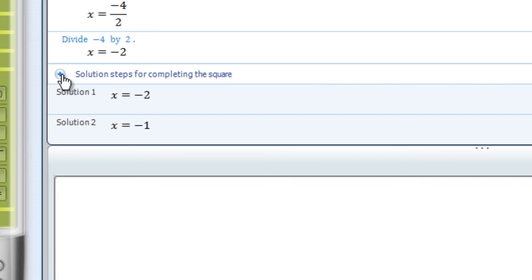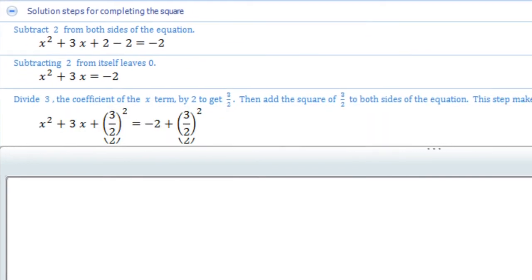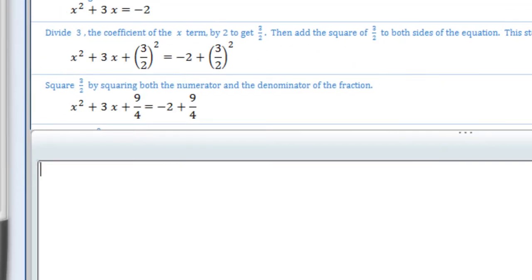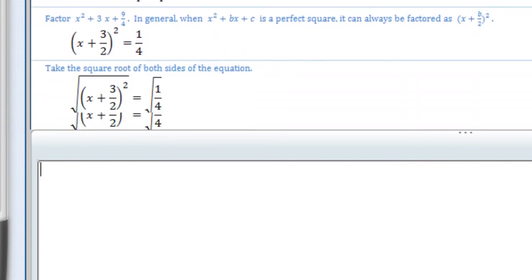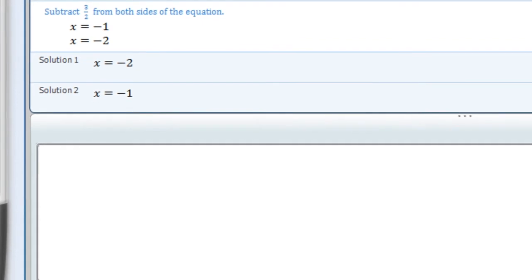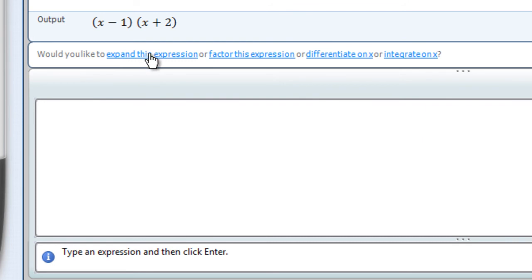So if we expand this one, it'll show you again step by step, nice and easy, how to solve the equation by completing the square, which is very good. Other things that it can do really well is it doesn't just factorise, you can also use it to expand. So if we put x plus 2, x minus 1 in the brackets and we press enter, we can actually use this here to expand the expression.